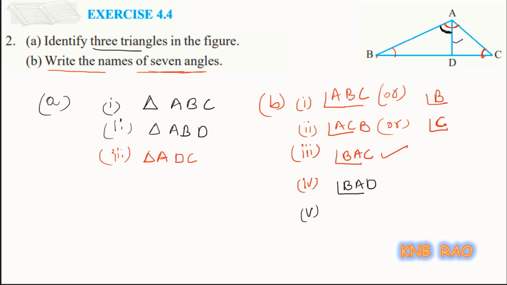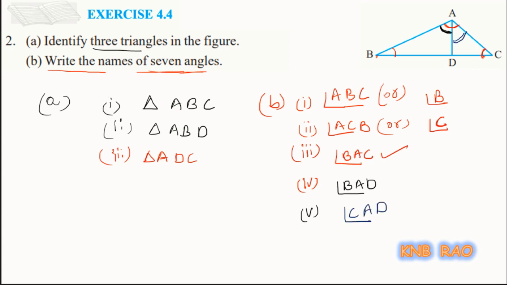And fifth one, let me take a different color. I am taking this angle between AD and AC. I have one angle at vertex A only, that is also getting formed. It is called angle CAD. Angle CAD.